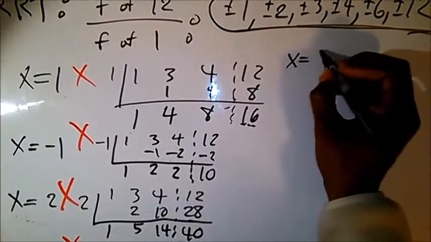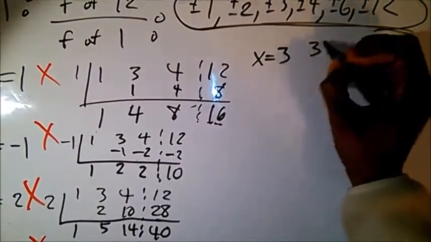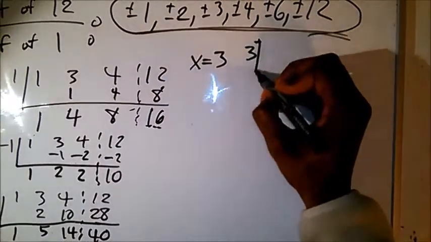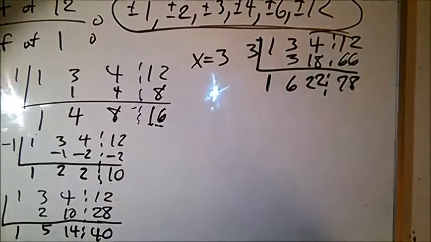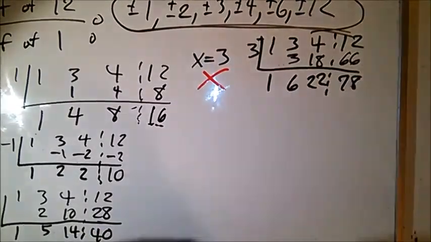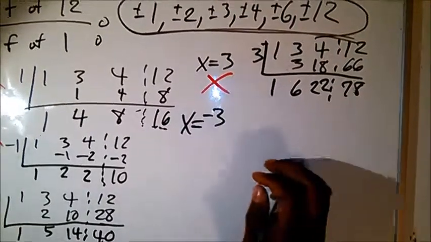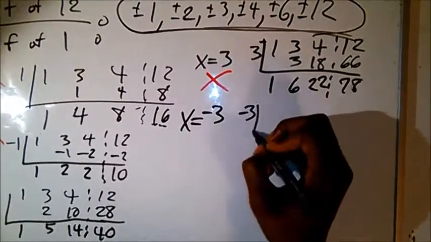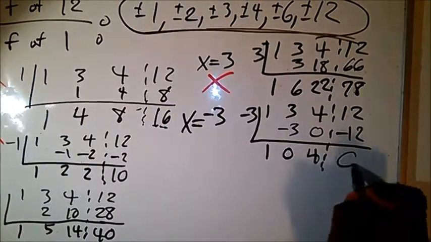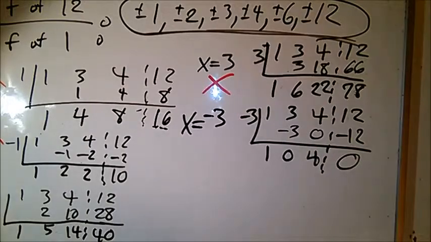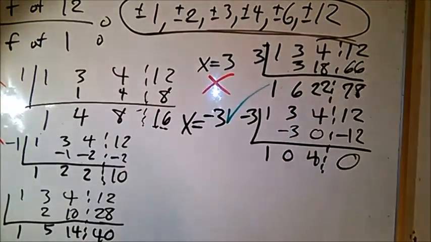Go to 3. That's for x is equal to 3. So we have 3. So 8. It doesn't pass the test. There we go. Let's try x is equal to negative 3. Hopefully we're lucky. Negative 12. Hey, I think we got something. This one checks. Okay, guys.